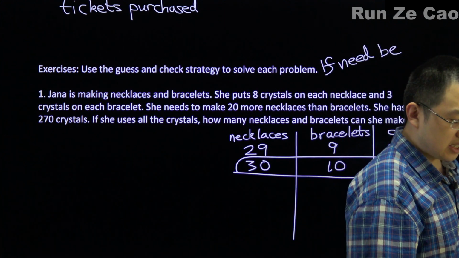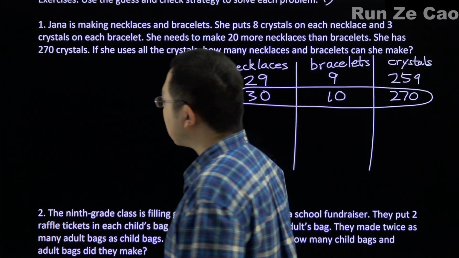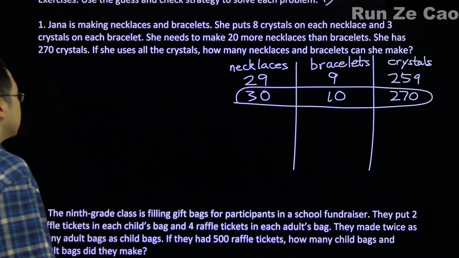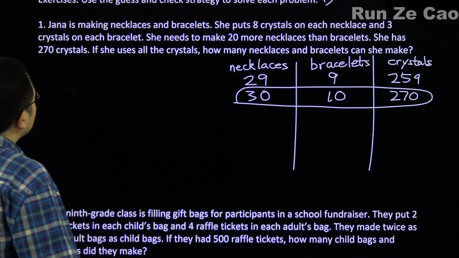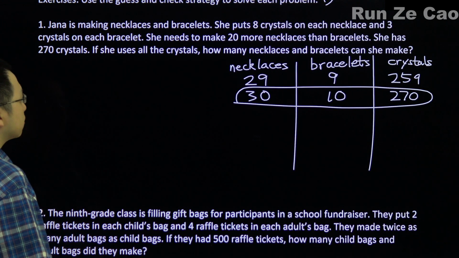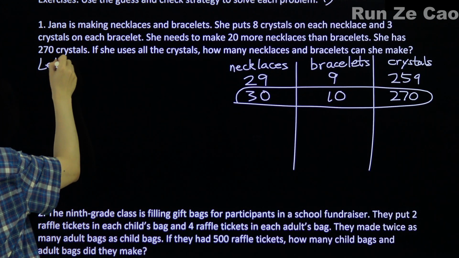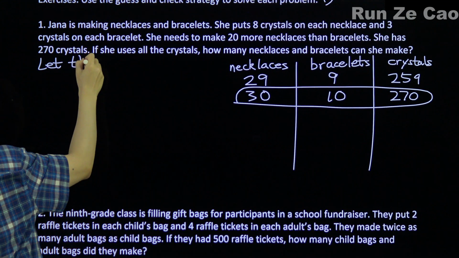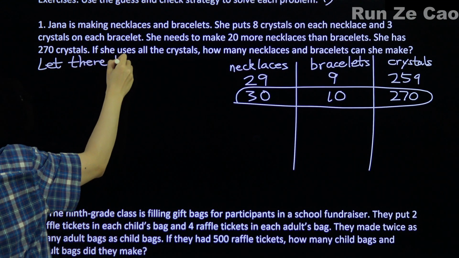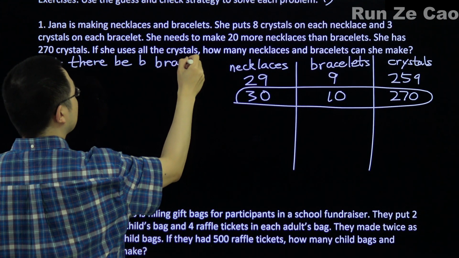Because guess and check is when you basically didn't pay attention earlier, or if it's an unreasonably hard question for your grade level. So, 8 crystals on each necklace. Okay, let there be, because it says 20 more necklaces than bracelets, let there be B bracelets. Okay?